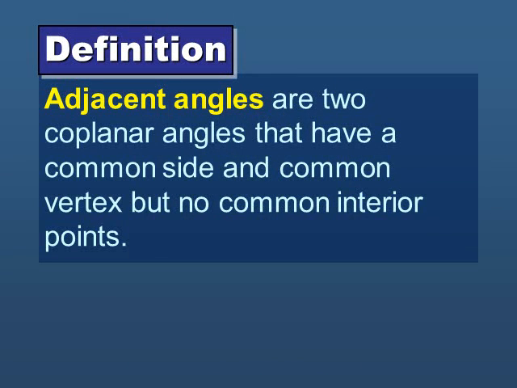Okay, so our first definition for this lesson is adjacent angles. Basically, adjacent angles are two angles that share a ray. The official definition is that they're two coplanar angles that have a common side and a common vertex, but no common interior points. So they're side-by-side angles and they share a side.